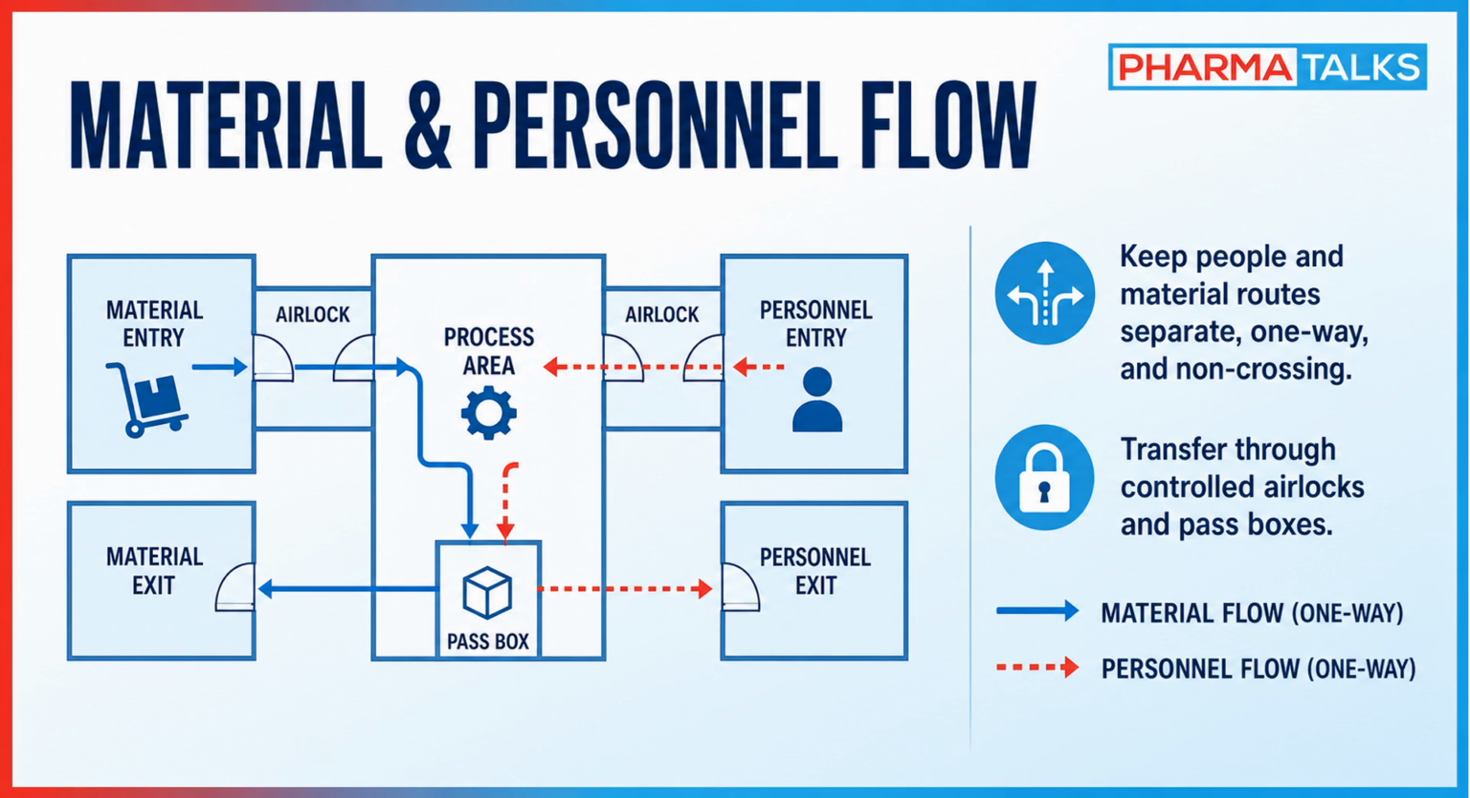Material and personnel flow. Material and personnel routes should be separate, one-way, and non-crossing wherever possible. Personnel use dedicated entry and exit airlocks, while materials are transferred through material airlocks or pass boxes. This separation reduces contamination transfer and prevents the return of items from dirtier zones into cleaner areas. Every route should be supported by clear signs, written procedures, and effective training.